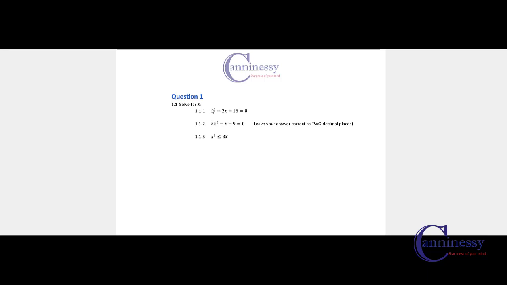Remember that in question 1 we always solve for x, whether you are given the factors and you equate them to 0, or you are just given an equation like this where you need to find the factors and then solve for x. Secondly, you are sometimes told to leave your answer to 2 decimal places. In other words, you are being informed that you must use the quadratic formula. Then sometimes we have an inequality like this one. So now let's solve for x.